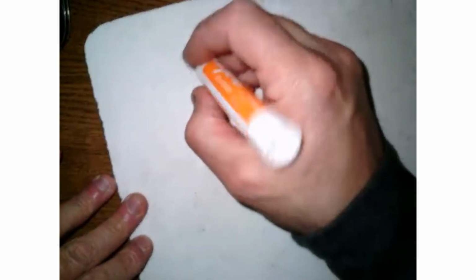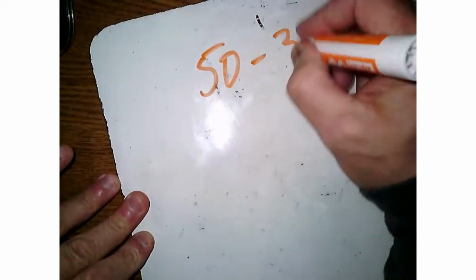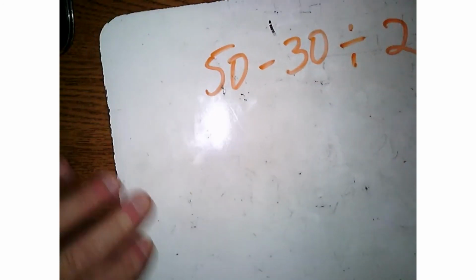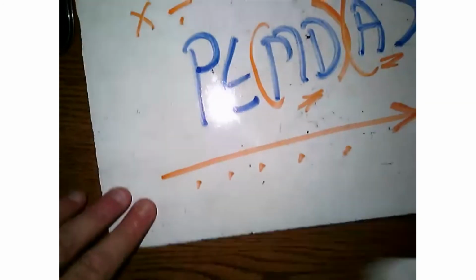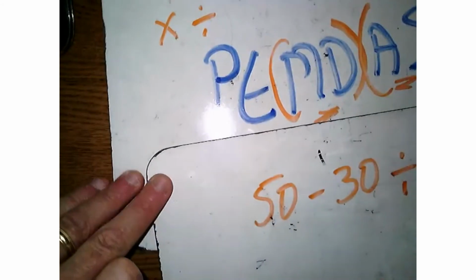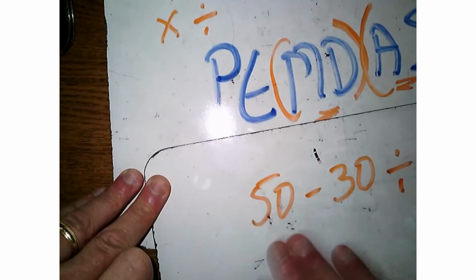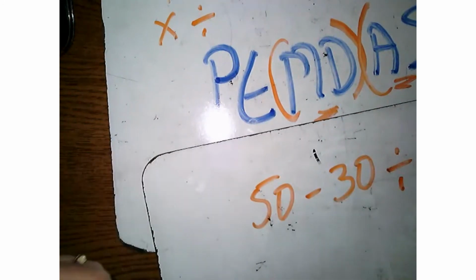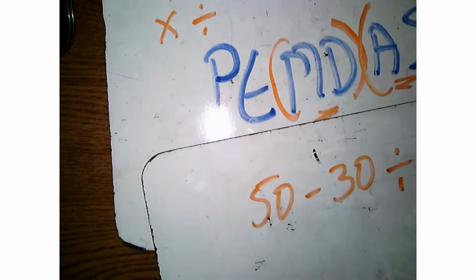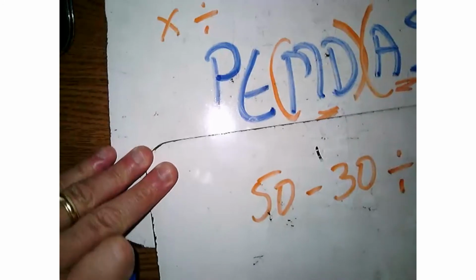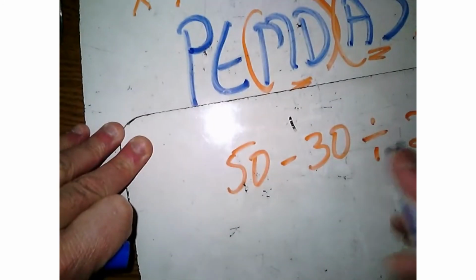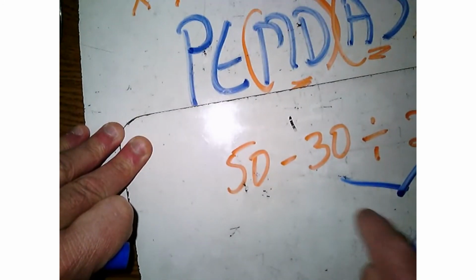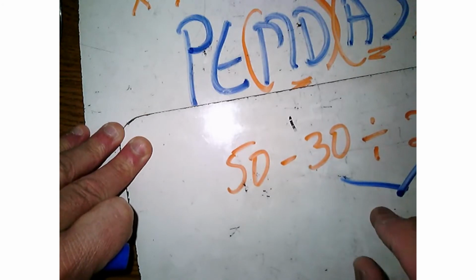So what you really want to do is this. 50 minus 30 divided by 2. And you look at PEMDAS. First, I would look for, do I have any parentheses? No, none in this problem. Do I have any exponents? No, none in this problem. Now, do I have any multiplication or division? Yes, I do. This is the division problem. So this would be what you do first. That's the correct order of operations.